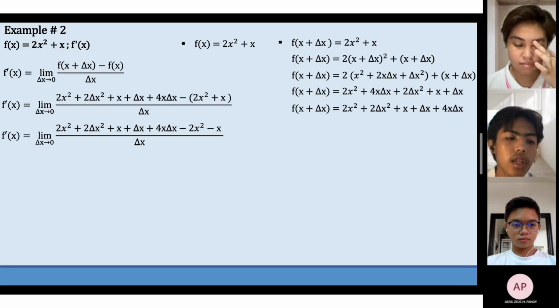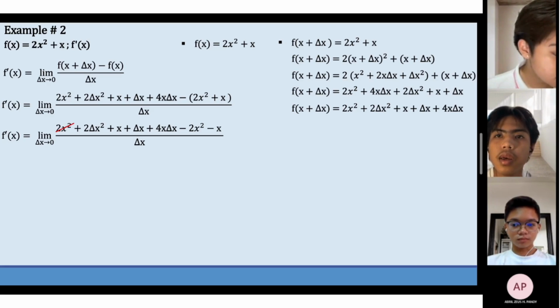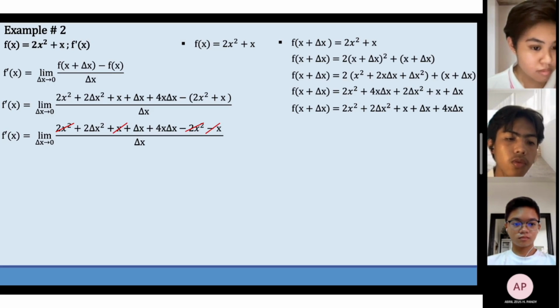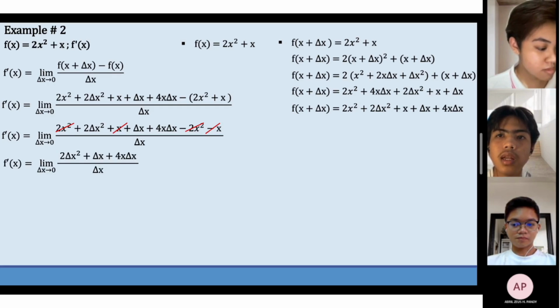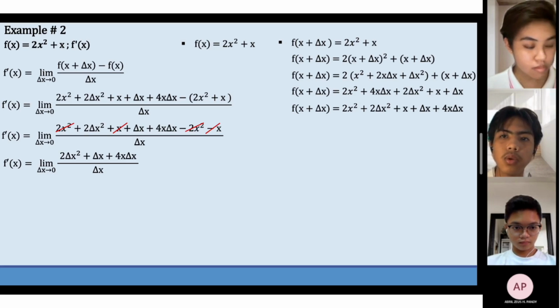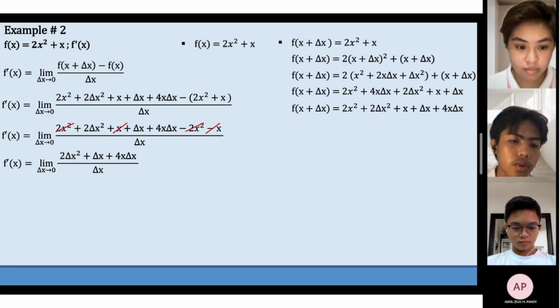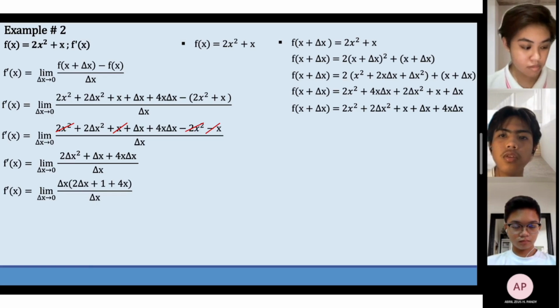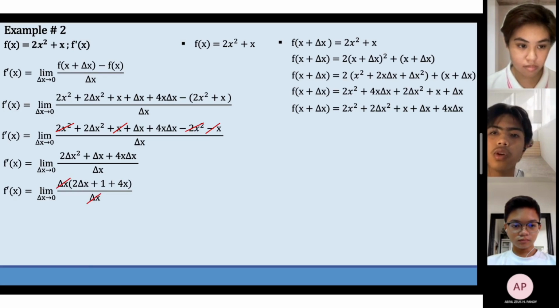With this, we can cancel out 2x squared and x. So we are left with the limit of 2 delta x squared plus delta x plus 4x delta x, all over delta x, as delta x approaches 0. We can also now cancel out the delta x. So the limit of 2 delta x plus 4x plus 1.